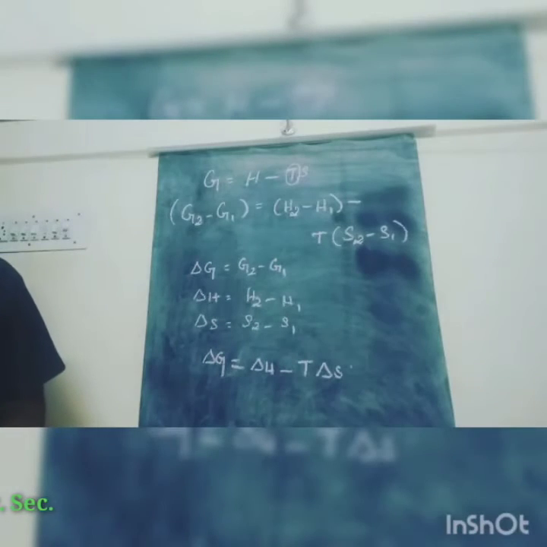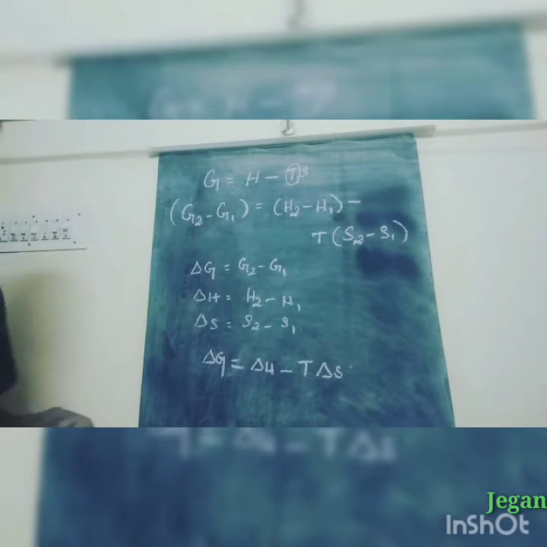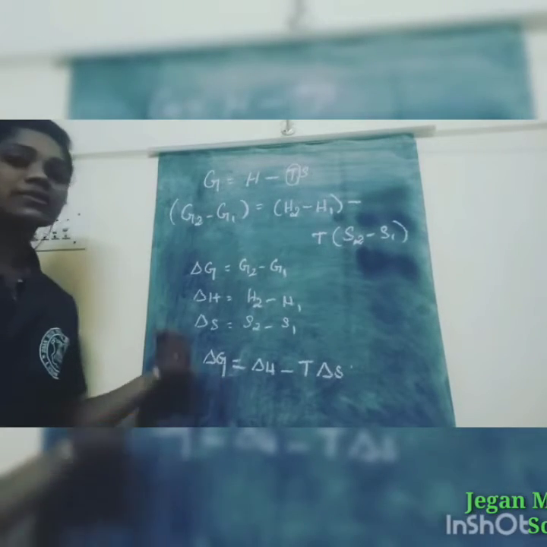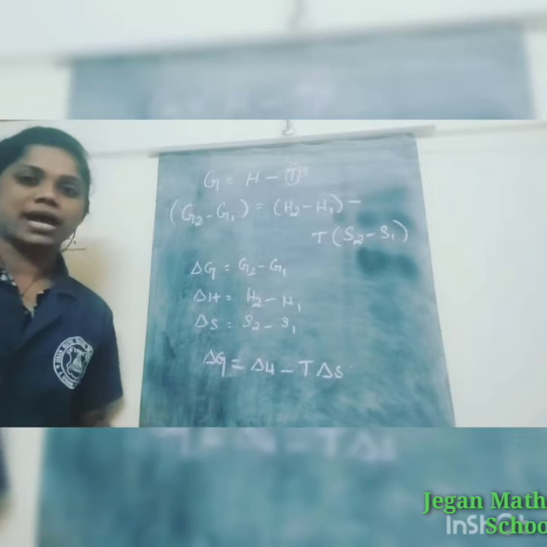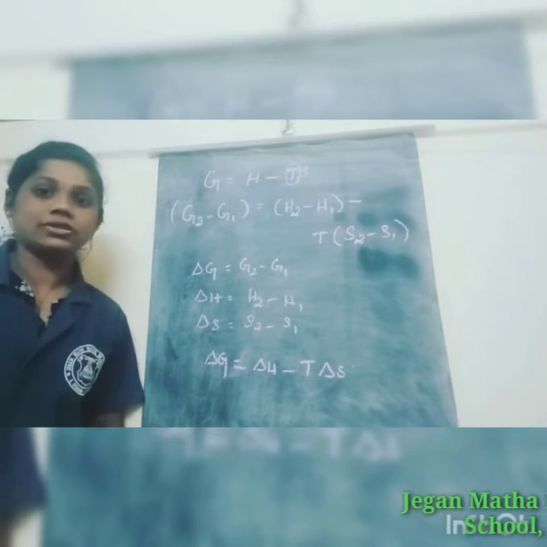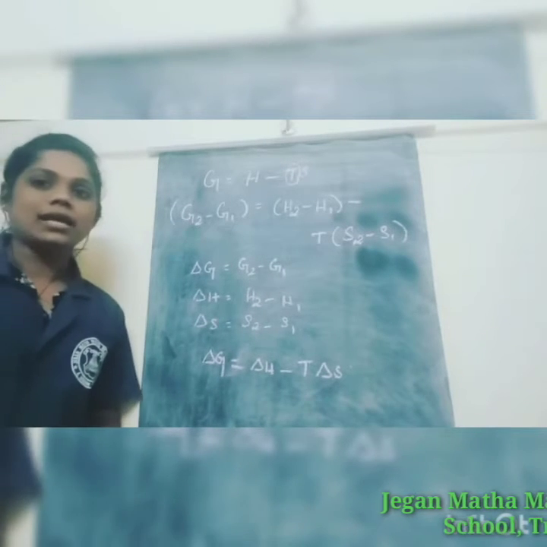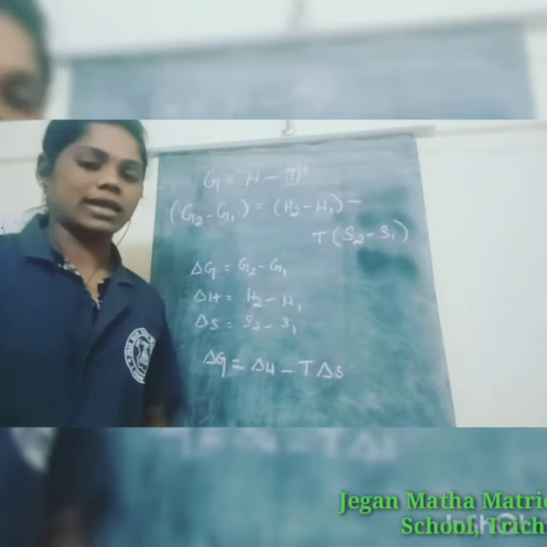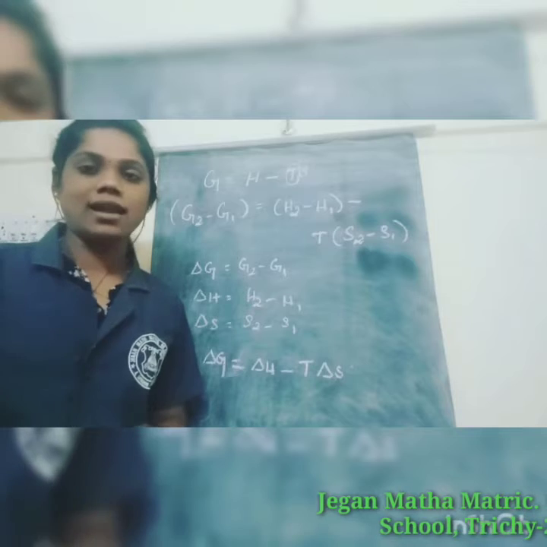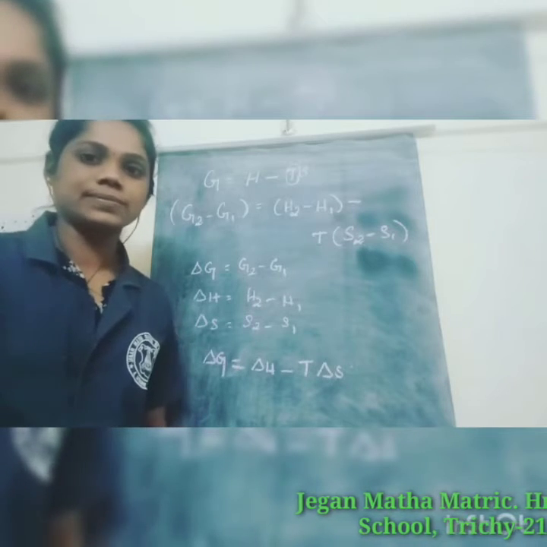And next one, let us consider a system which undergoes a change of state from state 1 to state 2 at constant temperature. We write this equation: del G, the change in Gibbs free energy, is equal to del H minus T del S. So that's all. And next is Gibbs free energy and net work done by the system. Let us see that.